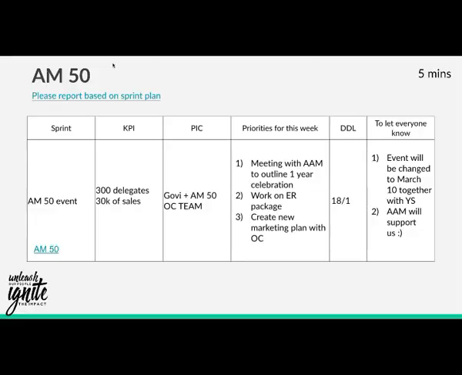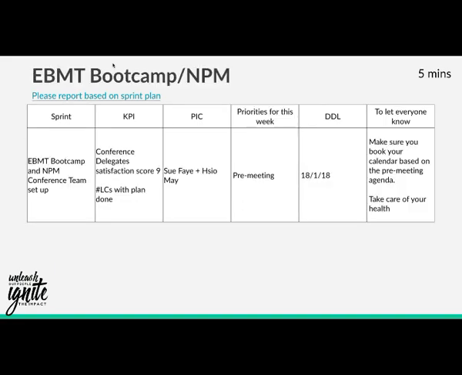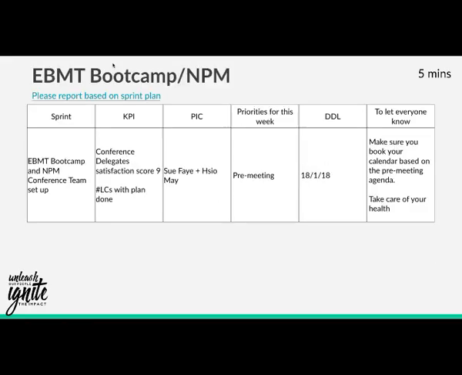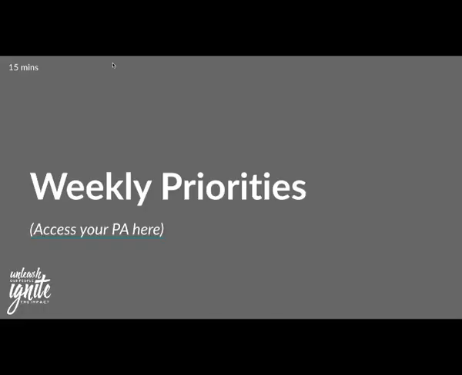So in this space, if we have anything that is not about operations, but the whole team needs to know about, maximum 3 to 4, we have them here, like EBMT Bootcamp and NPM. It's just for everyone to know what's happening. The PIC will report: this is the sprint, this is the KPI of the sprint, this is what's happening this week, this is the deadline. It's just a very brief update. It takes like 2 minutes, and people can ask questions or note down feedback for the PIC of the specific sprint.